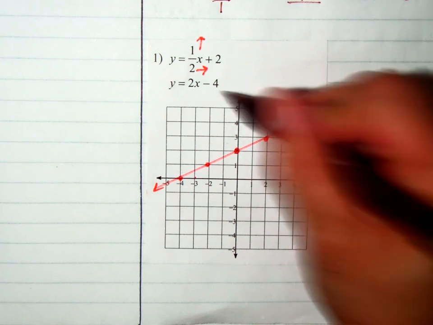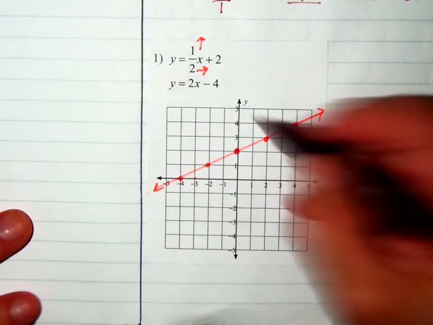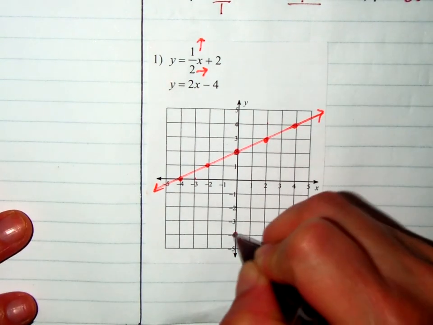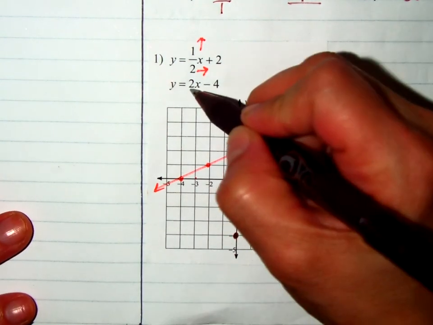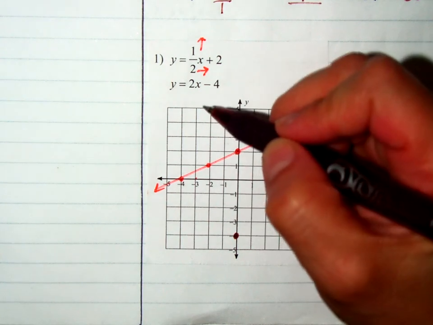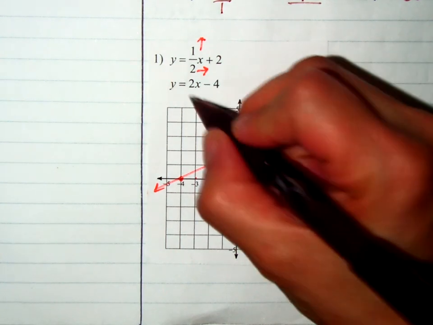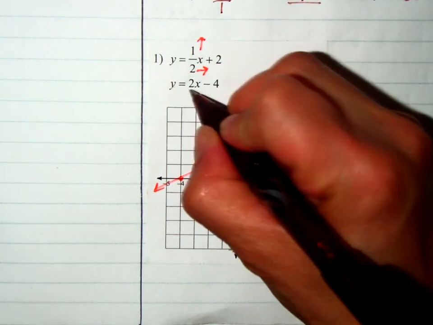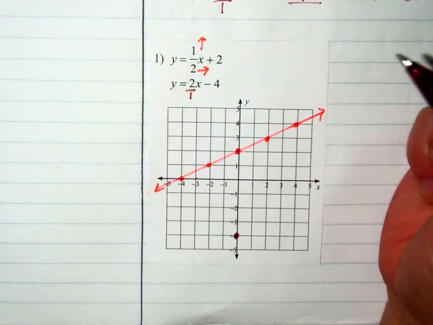This one, we're going to start at -4 on the y-axis. So I'm going to go down to -4. And now I don't have a rise over run here, or vertical change, horizontal change. So I have to create this into a fraction. So all I have to do is put it over 1.